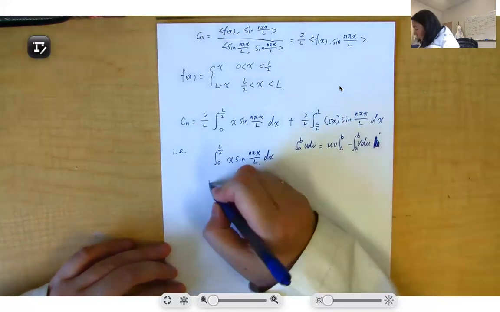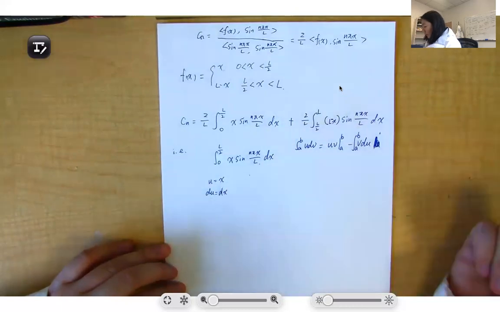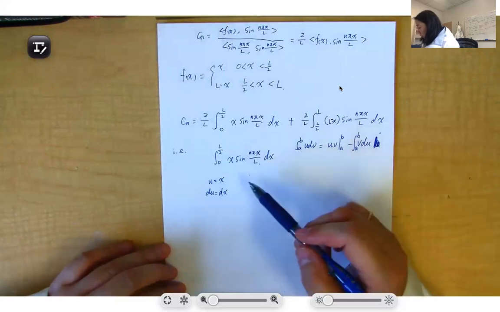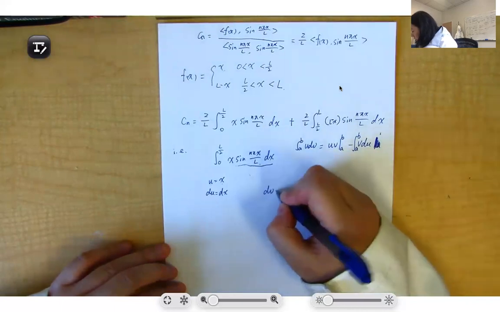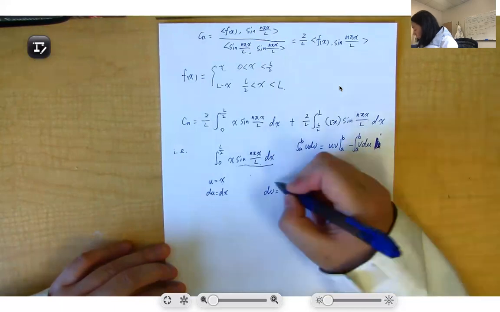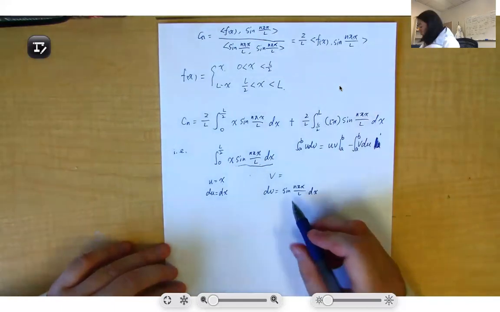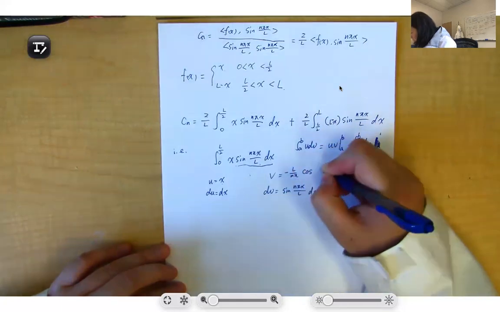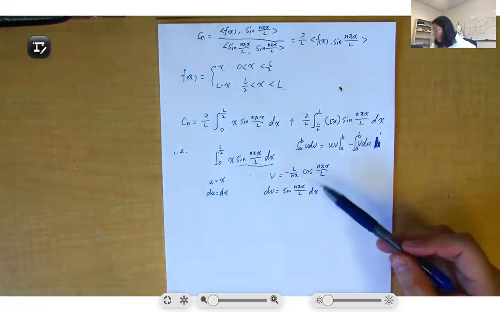Okay, let's figure out what our u and our v are. Let's assume that u equals x, then du will be equal to dx. Since u equals x, the other part will be dv. So dv will be equal to sine n pi x over L dx. Then what is the v part? It will be the integral of this part, so it will be negative L over n pi cosine n pi x over L. Okay, you can try to validate.